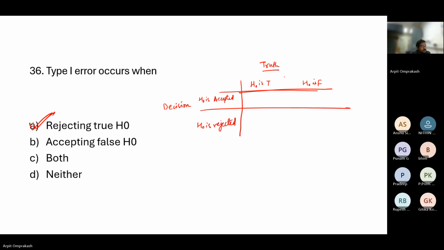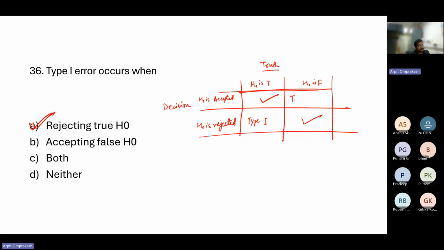Right. So if your H naught is true and it is accepted, you are doing correct. If your H naught is false and it is rejected, you are doing correct. If your H naught is true but it is rejected, you incur a type 1 error. And if your H naught is false and you accept it, you incur a type 2 error. Right.